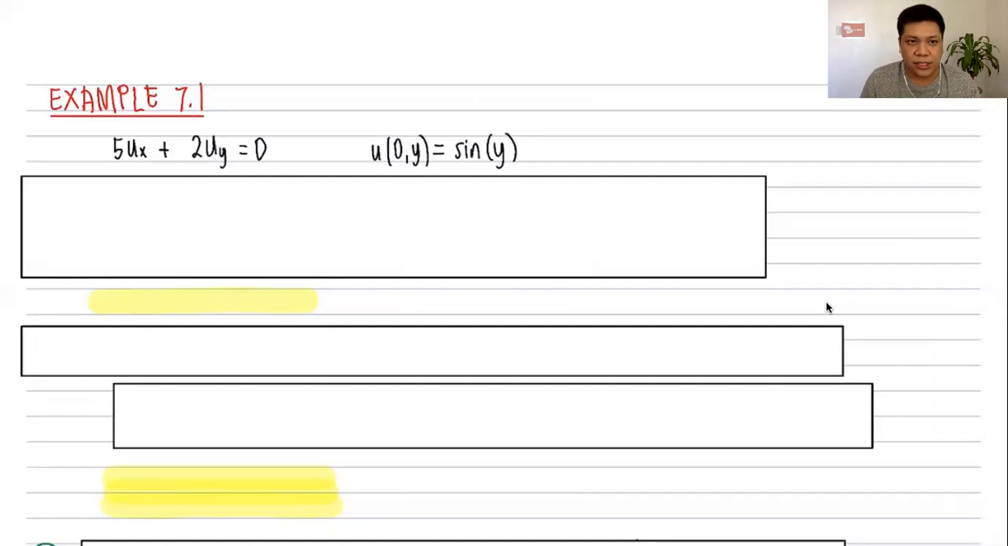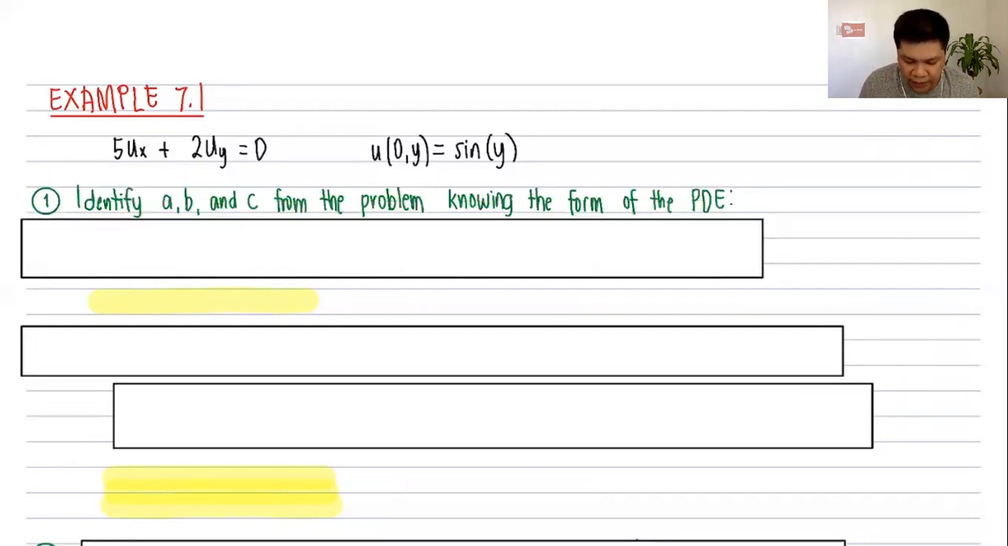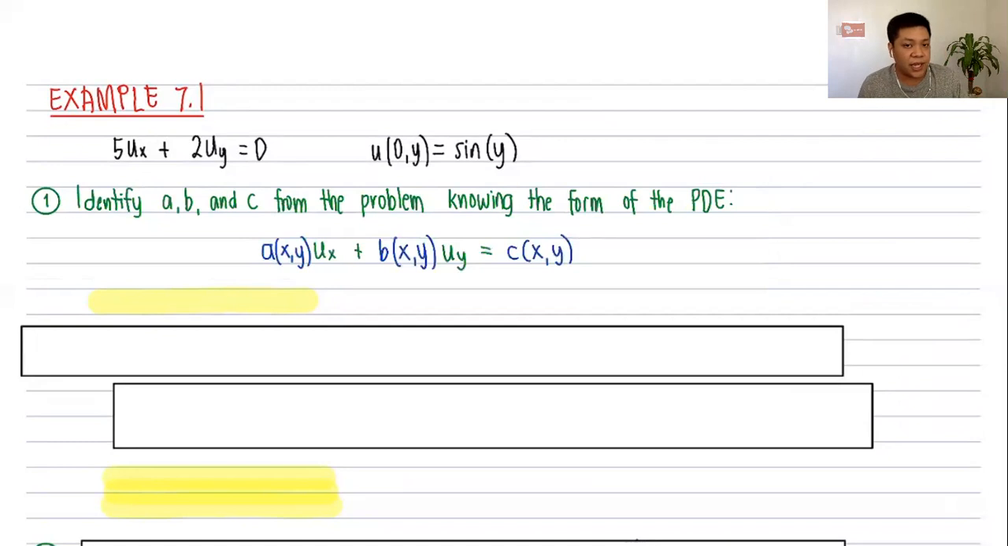Okay, so this is the problem that we have: 5u_x + 2u_y = 0, imposing the initial condition u(0,y) = sin y. So just following our quick discussion earlier, our goal first is to identify A, B, and C from the problem, knowing that the form of the PDE is this one as shown over here.